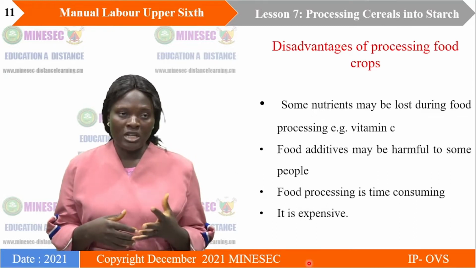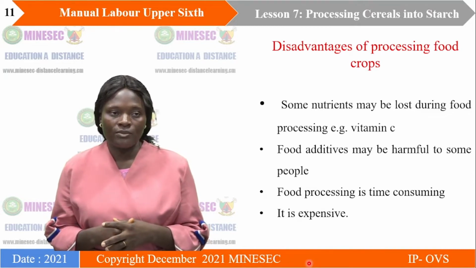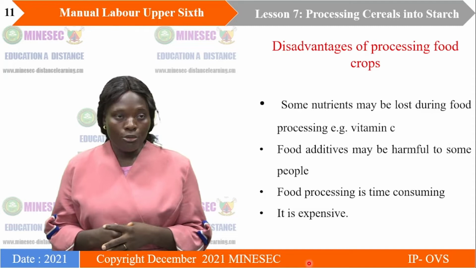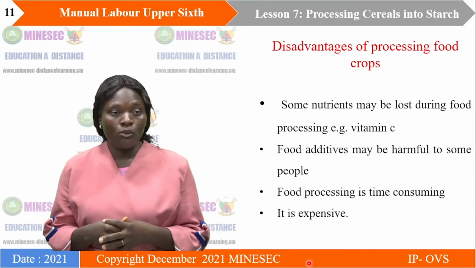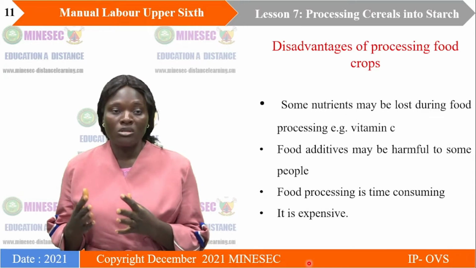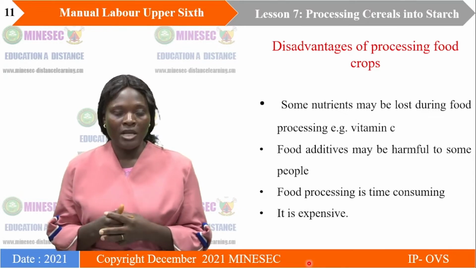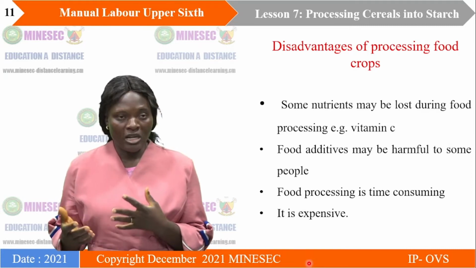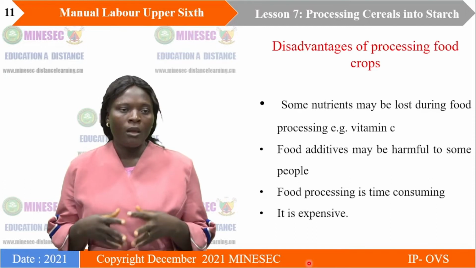Okay, let us look at the disadvantages of processing food crops. It is good to process food crops, but it also has some disadvantages. Some of which include, in the course of processing food, some nutrients may be lost, like vitamin C. So when you process food, agricultural product, you might lose vitamin C.